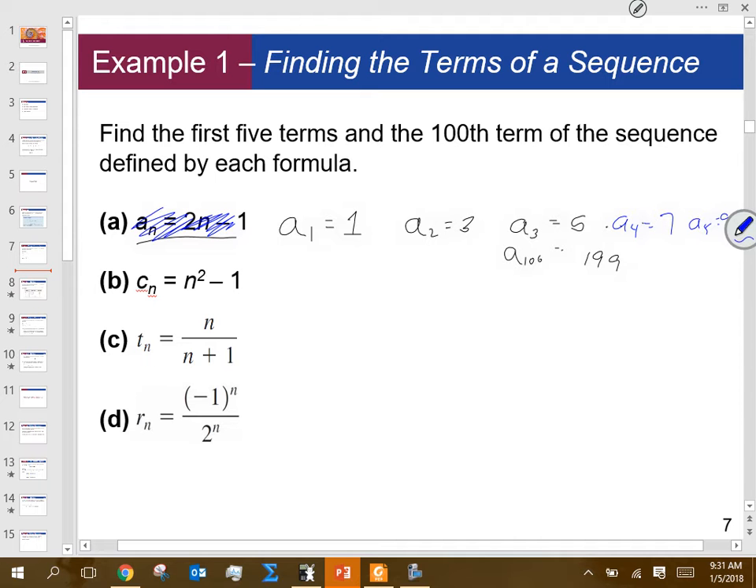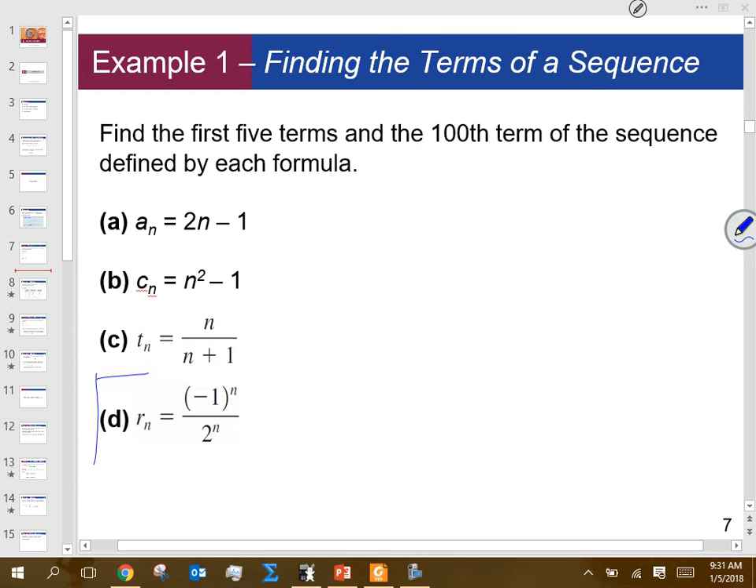Okay, we can go through and do a couple of these other ones. I want to do part D here, okay, because it incorporates a unique term that is pretty useful in recognizing what happens in a sequence. So I'm going to talk about this one here. We're going to do R, it's this one, R sub n. So let's say R of 1.